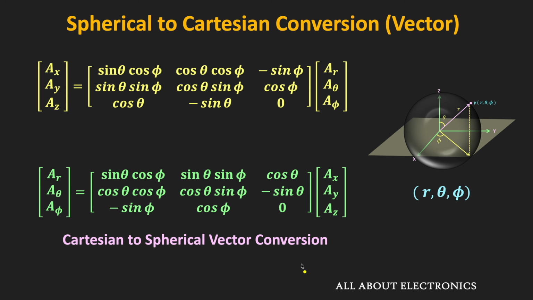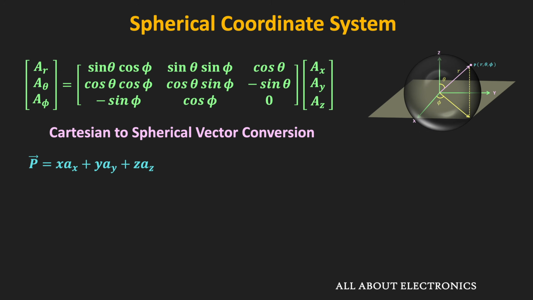And to understand that, let us take one simple example. Earlier, if you recall, during the derivation we took the position vector in the Cartesian coordinate system. Now, with the help of this conversion matrix, let us find the equivalent vector in the spherical coordinate system. In general, that can be given as AR times aR plus Aθ times aθ plus Aφ times aφ. So basically, with the help of this conversion matrix, we will find the values of AR, Aθ and Aφ.